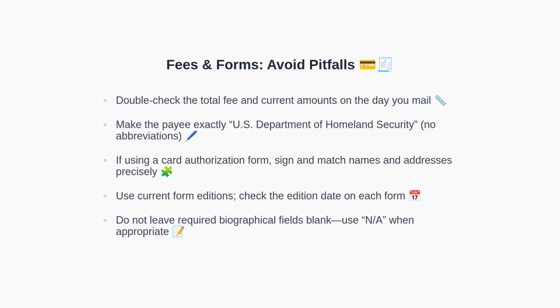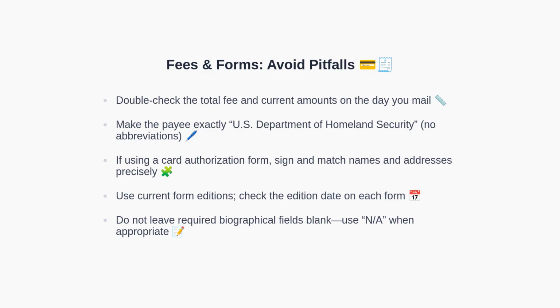Fee and form errors are among the most common rejection triggers. Always verify the current total fee as of the day you mail the packet. For checks or money orders, write the payee exactly as U.S. Department of Homeland Security, without abbreviations. If using a card authorization form, ensure it is the correct edition and that names, addresses, and signatures match precisely. Confirm each form edition date is current. Finally, avoid leaving required fields blank. Use N/A where appropriate according to the instructions.